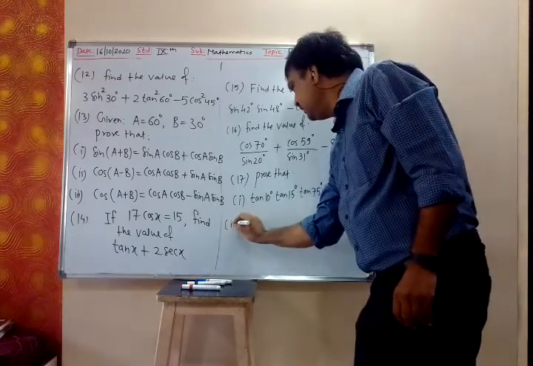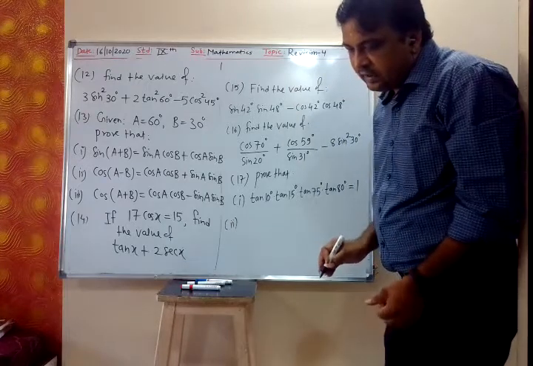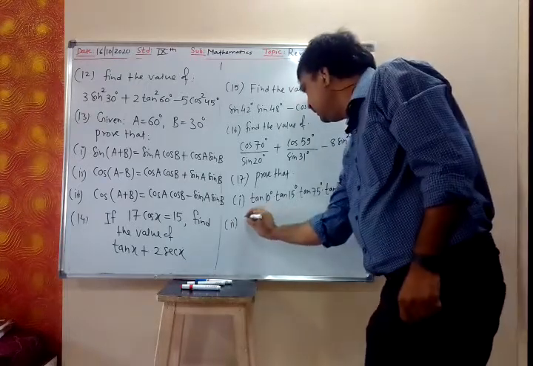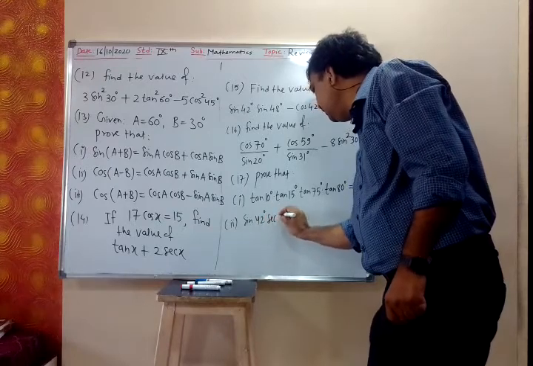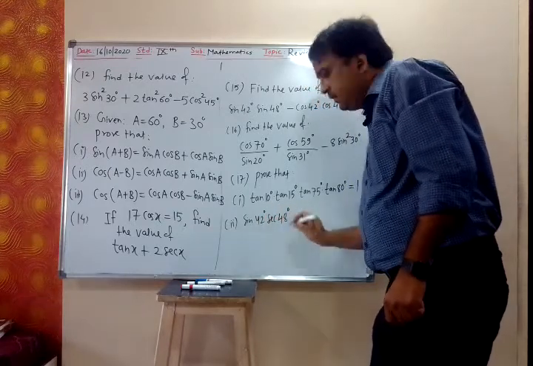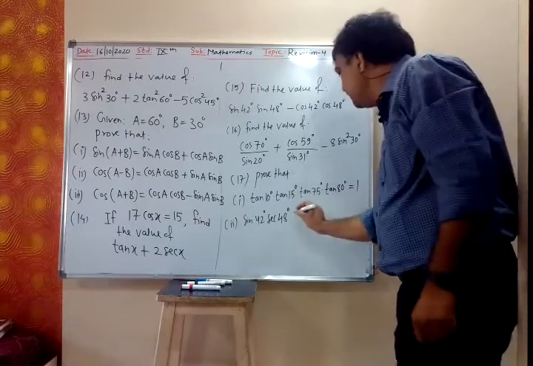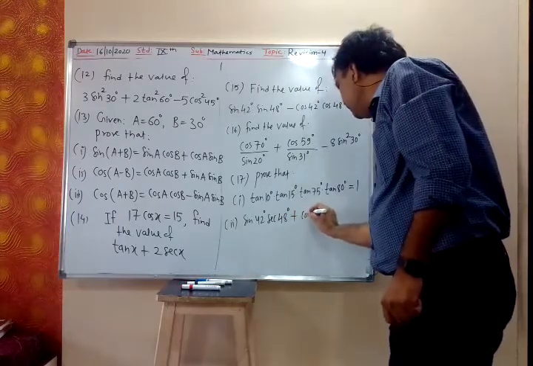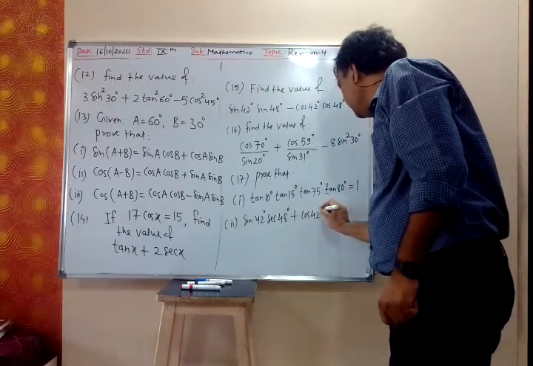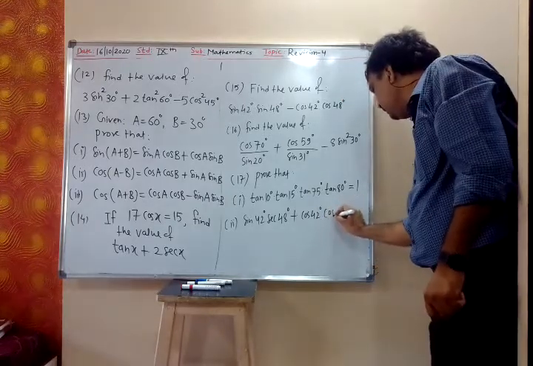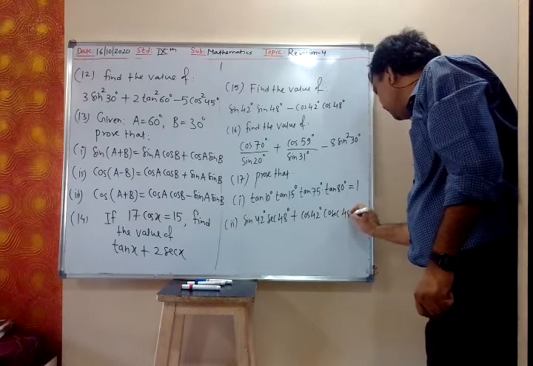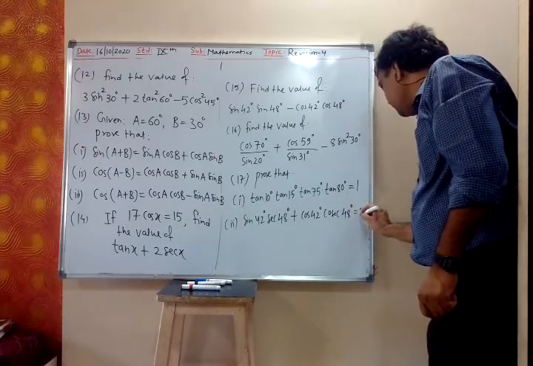Then second part, sin 42 degree into sec 48 degree plus cos 42 degree into cosec 48 degree is equal to 2.